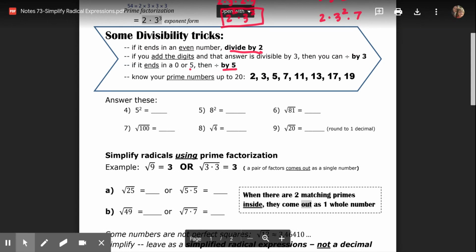So let's go ahead and answer a few of these just as a little review, just to get you kind of practiced up with squares and square roots. So 5 squared is 25. 8 squared is 64. Square root of 81 is 9, because 9 times 9 is 81. Square root of 100 is 10, because 10 times 10 is 100. Square root of 4 is 2. Square root of 20, round to 1 decimal. You just put this in your calculator and you get 4.5.